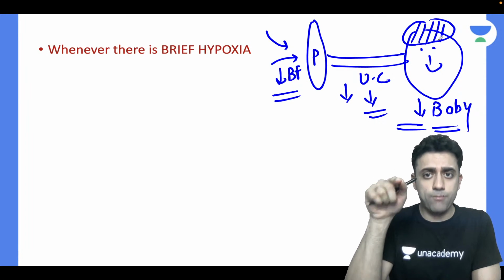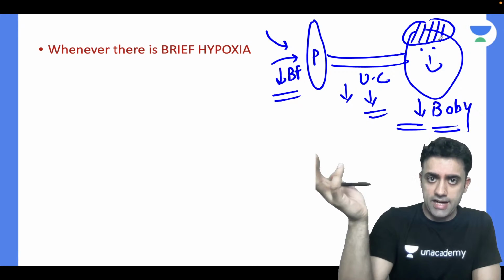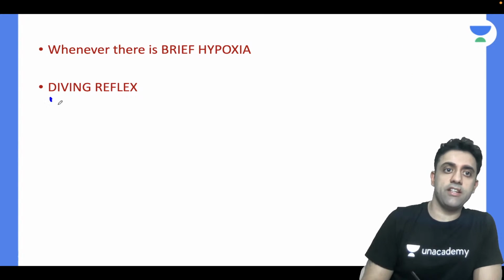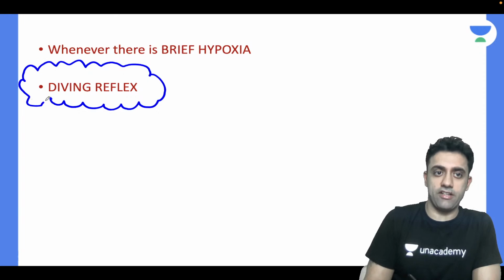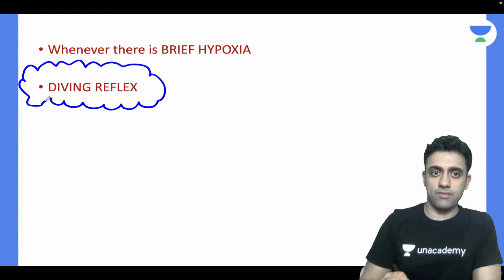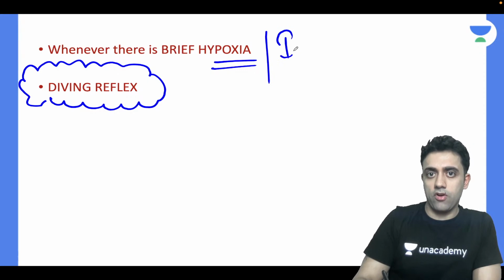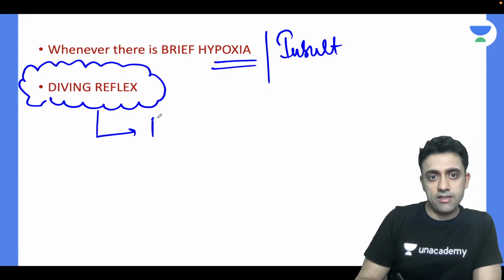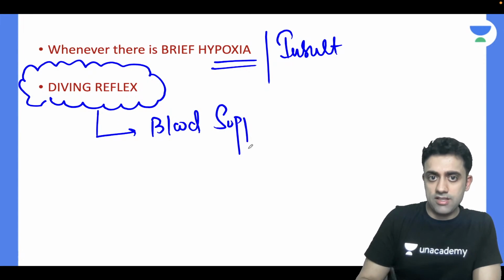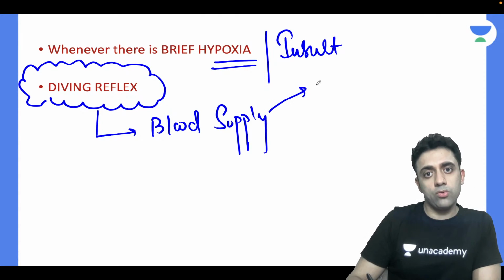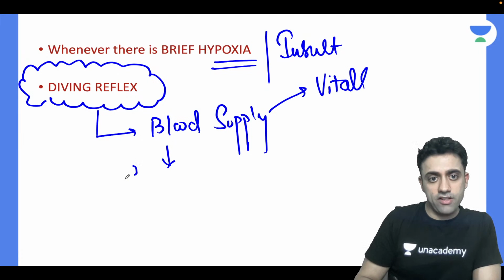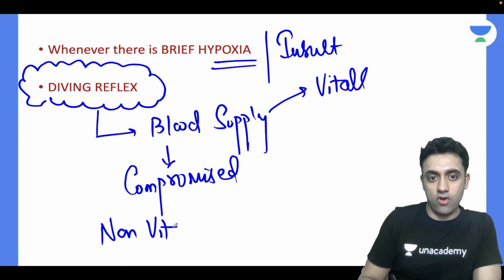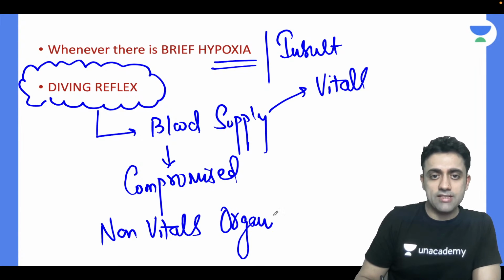Whenever there is brief hypoxia because of any reason, maternal dehydration or whatever, in the baby's body there is the diving reflex. There's something very beautiful known as the diving reflex. Diving reflex means whenever there is hypoxia or any insult in our body, in the baby's body, any body, the blood supply to the vital organs will increase, and blood supply will be decreased to the non-vital organs. This is the defense mechanism of the baby. Are you understanding?